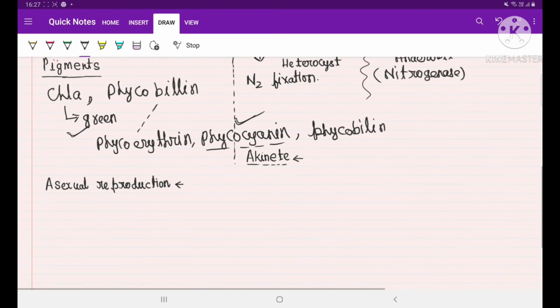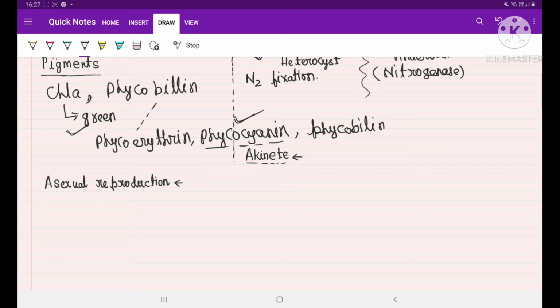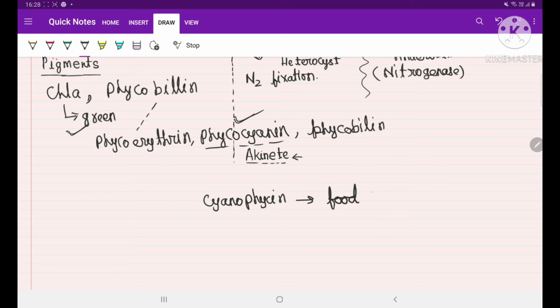Now we'll talk about any kind of food reserve here. So they have a food reserve, and that food reserve is called cyanophycin. Cyanophycin is the food reserve here, the food reserve in cyanobacteria, okay, and it's a nitrogenous food reserve.